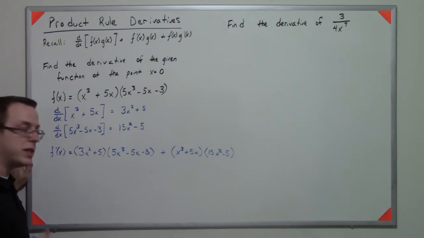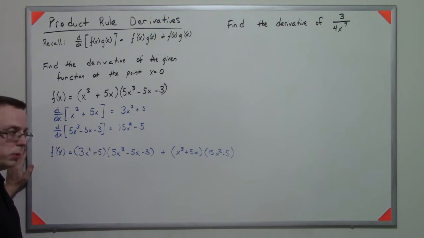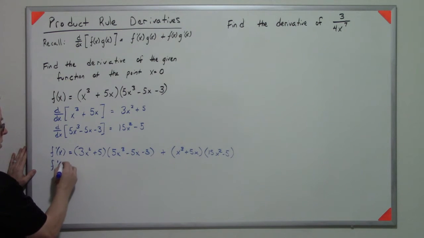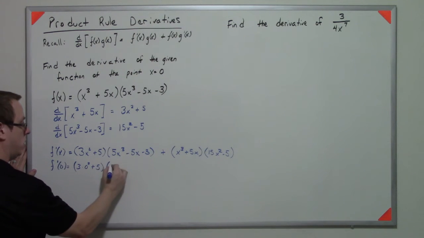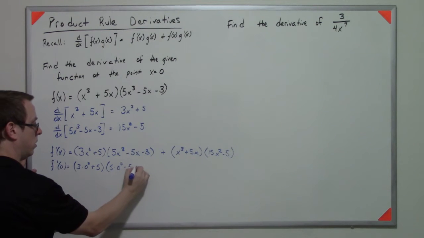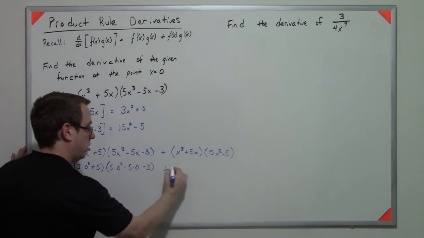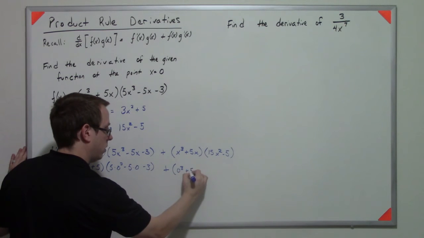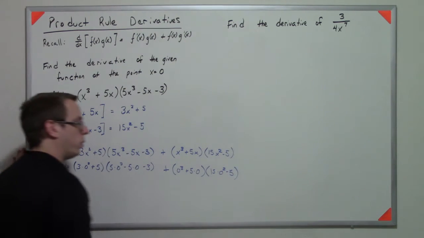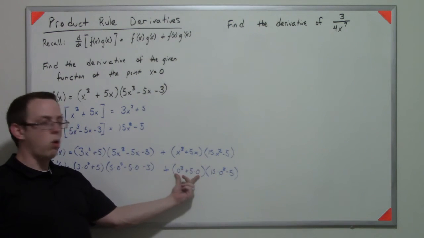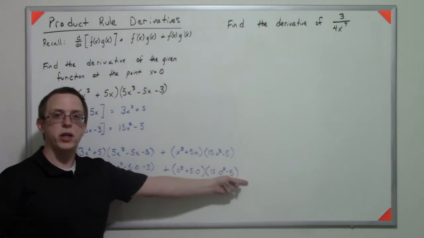Now we could multiply this out if we wanted to. That wouldn't be a problem. And in fact, you might want to do that for your own edification. But since we care about the point x equals 0, I'm just going to plug in 0 here. And the reason that helps is because this whole thing is 0. So this term actually vanishes, no problem.